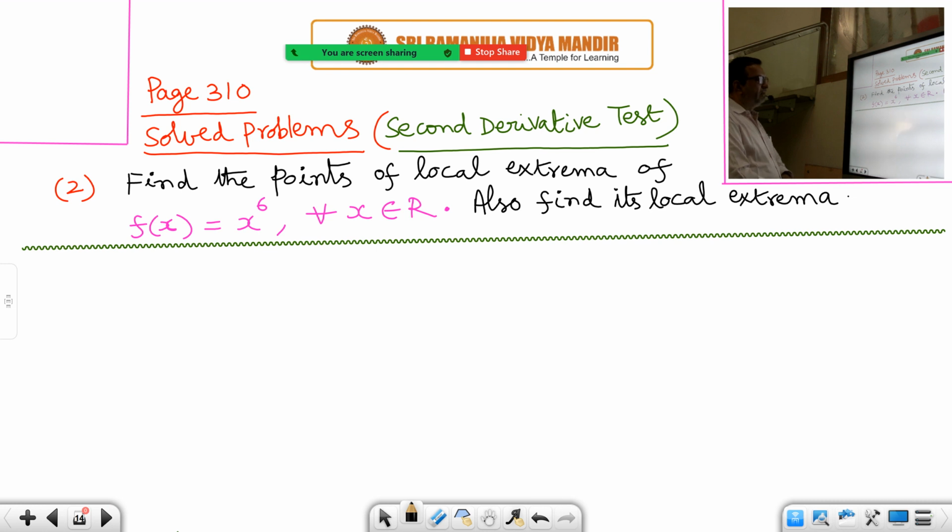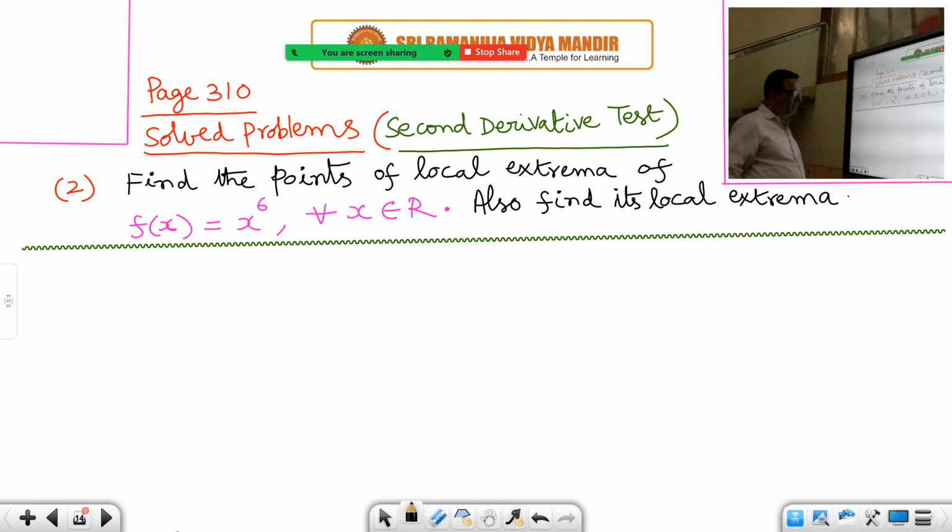These are examples where we have to try to use the second derivative test to find the local maxima and local minima. If it fails, then we can use the first derivative test.